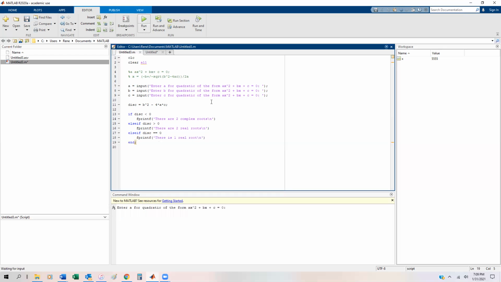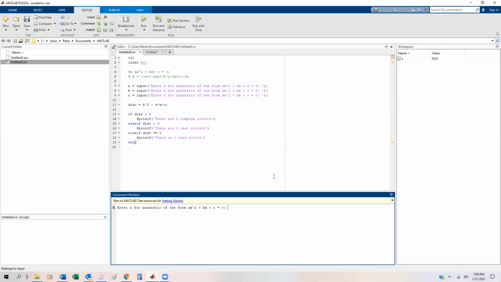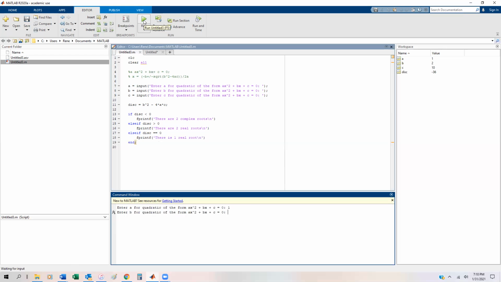All right, so I'm going to enter 1 and 2 and 10. And I know that if we have x squared plus 2x plus 10 equals 0, that should have 2 complex roots. Right? And there are 2 complex roots. I know that the quadratic x squared plus 2x plus 1 has 1 real root, which it does. And then finally, if we had, let's say, 2x squared plus 3x plus 2, all right, two complex roots.